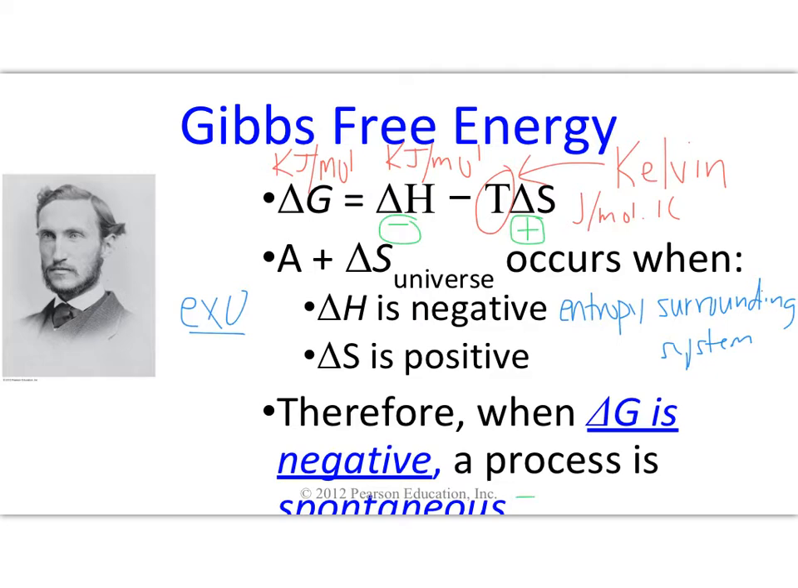And the other term for spontaneous is going to be thermodynamically favorable. And that's the one you're probably going to see in many questions pertaining to this on the AP exam. Thermodynamically favorable. So negative delta G means it's a spontaneous reaction. The sign of delta H and delta S will determine whether or not the reaction is spontaneous.